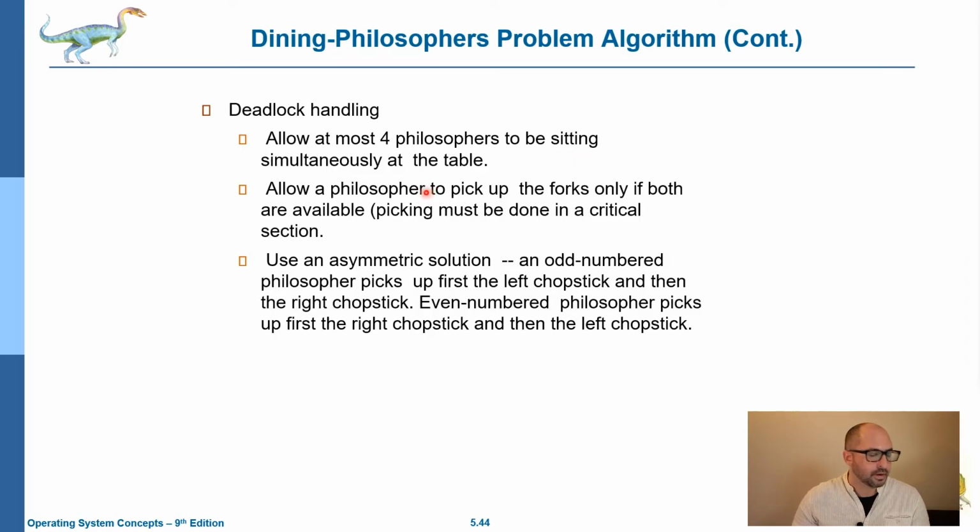The other is to allow a philosopher to pick up both forks only if both are available, meaning that we would put these into a critical section, or we might try to assign odd number philosophers to pick up on their left first, and then even number philosophers to pick up on their right first. So these are alternative options for solving this problem. There are more. There's a complete solution in your book, which should help to understand how you might address this.